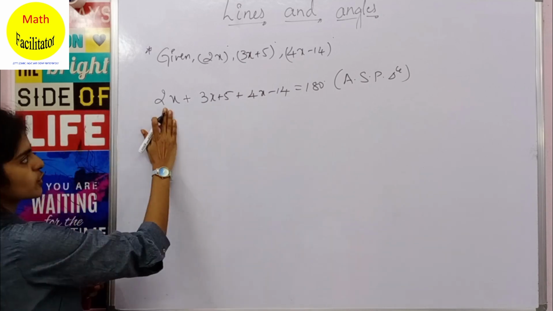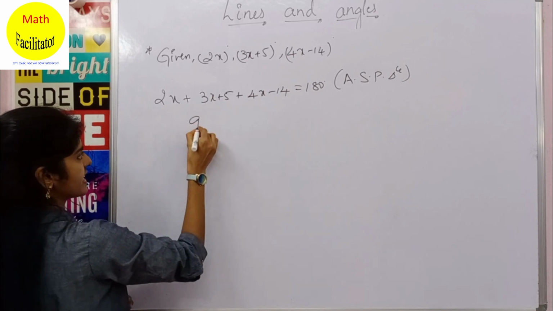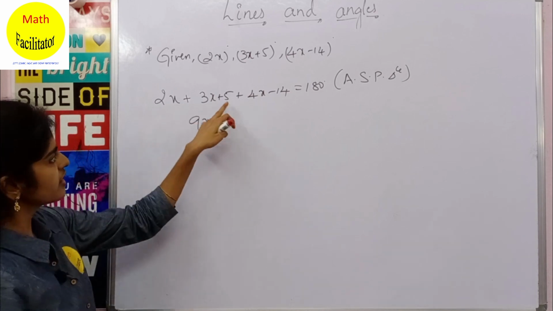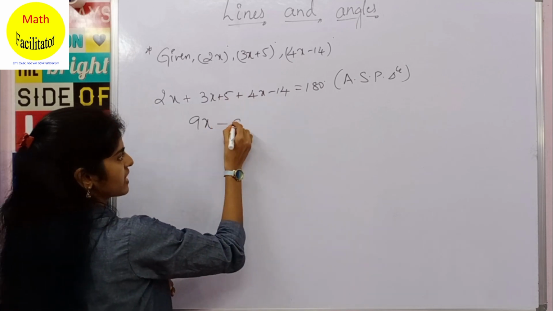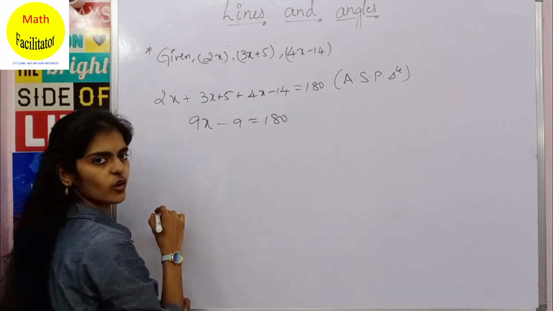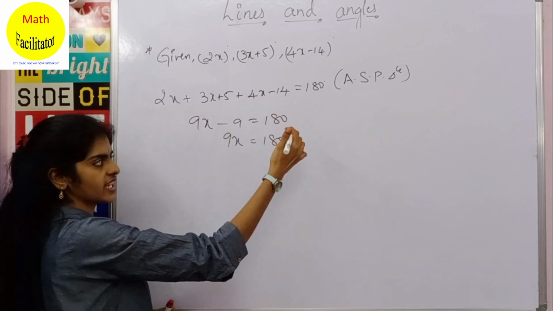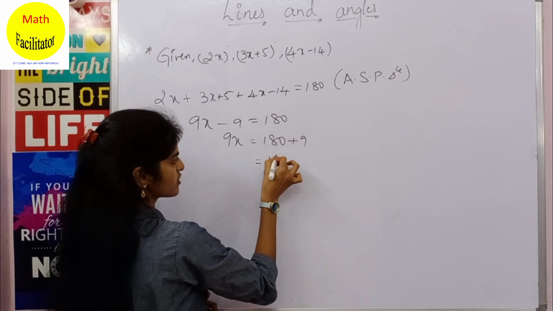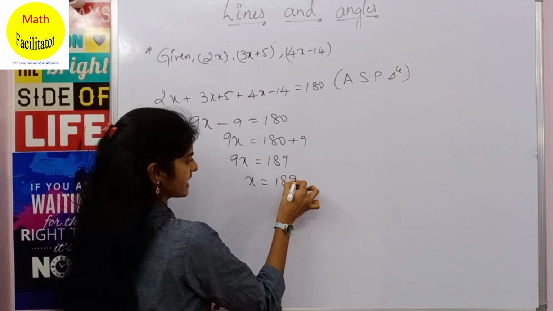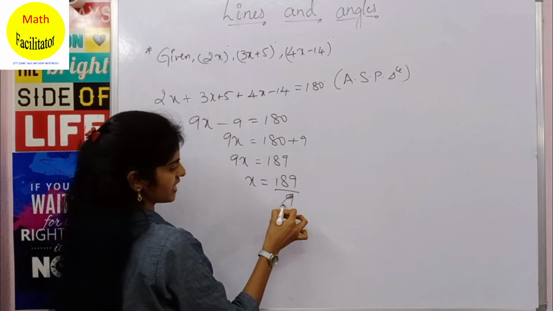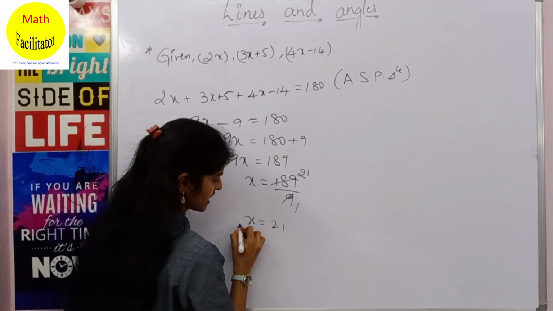Clear? So now 2x plus 3x is 5x plus 4x is 9x. So 9x plus you have 5 minus 14. So 5 minus 14 is minus 9 equal to 180. Okay, so 9x equal to 180 minus 9, if it goes to the other side it is plus 9. So this is 189. Okay, so 9x is 189. What is x? x is 189 divided by 9. Okay, so 9 ones are 9, 9 twos are 18 and 9 ones are 9. So x is nothing but 21.